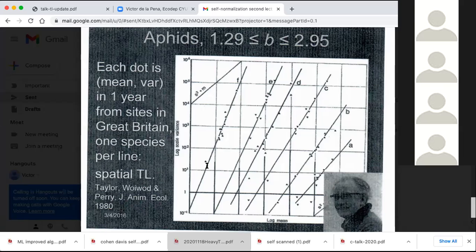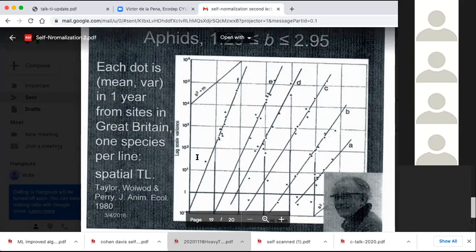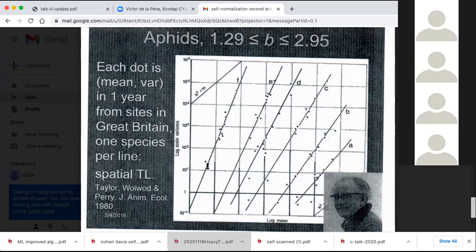What they found was that for the same species at different locations, the relationship between the sample mean and the sample variance was basically linear in the logarithm scale. And this was the beginning of Taylor's law. Taylor did the study and observed that there was a linear relationship. He actually didn't work in the log scale, but once you transform things into logs, this is the example.